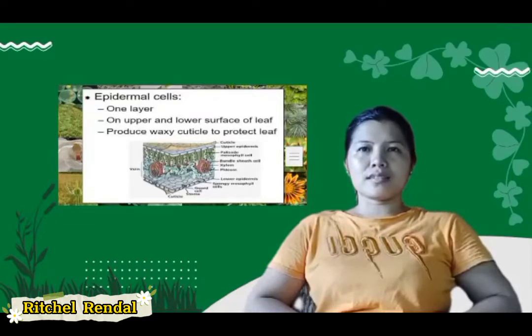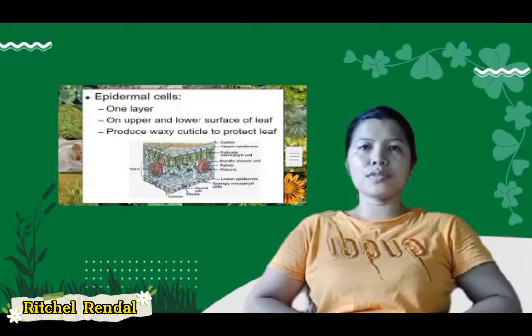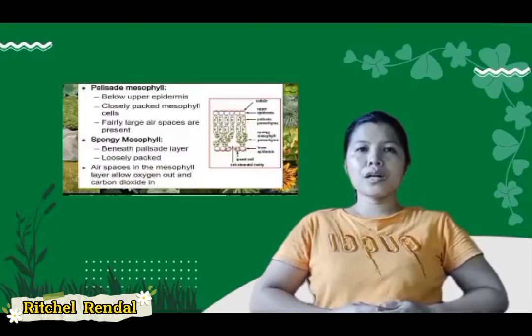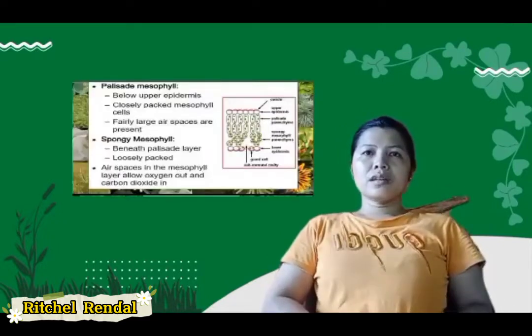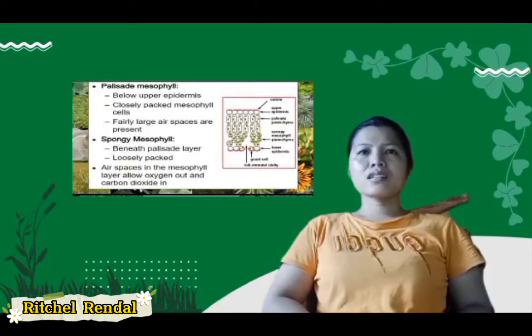Epidermal cells: one layer on the upper and lower surface of the leaf that produces wax to protect the leaf. Palisade mesophyll: below the upper epidermis, closely packed mesophyll cells. Fairly large air spaces are present. Spongy mesophyll: beneath the palisade, a loosely packed layer. Air spaces in the mesophyll layer allow oxygen out and carbon dioxide in.